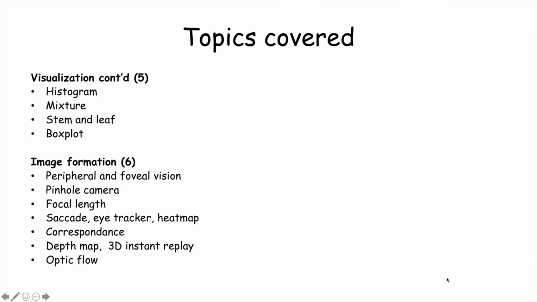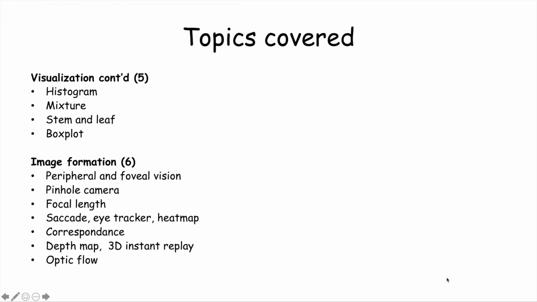Visualization. We talked about histograms and the difference between a frequency and a relative frequency histogram, right? With the relative frequency histogram, you divide each bin count by the total number of samples, and it gives you exactly a distribution, right? We talked about mixtures and stem and leaf plot, which is sort of a back of the envelope type of histogram. So it'll be important to know which is the stem decimal place, which is the leaf decimal place.